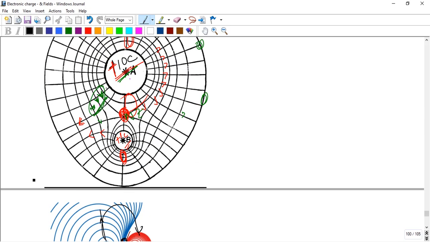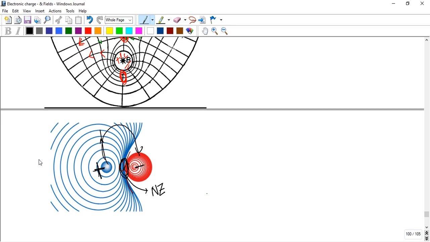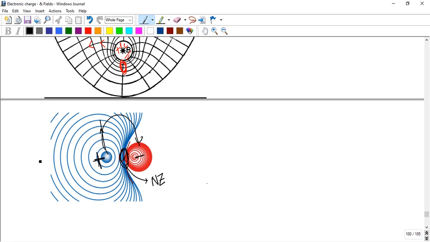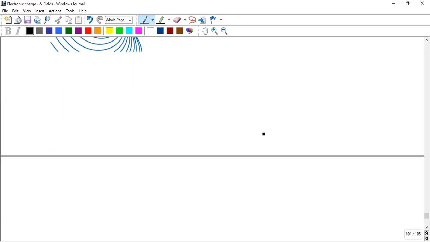Here is the important note, the concept of work done: no net work is done on the charge on the surface. How do we calculate work done on a test charge moving on the same equipotential surface? The work done will be zero. How do we get the zero value? That's a very important point.